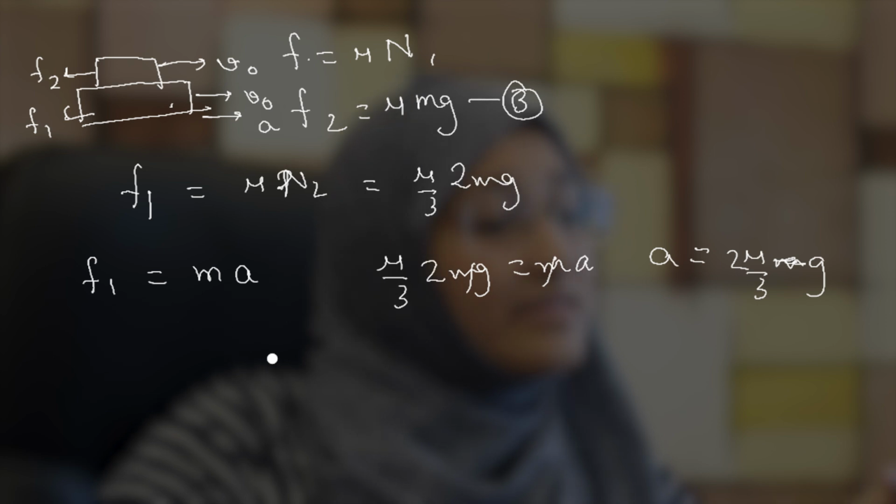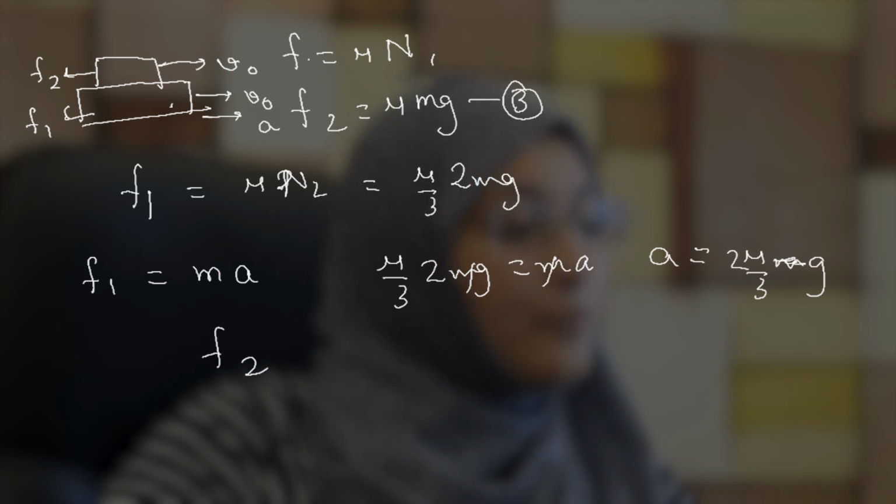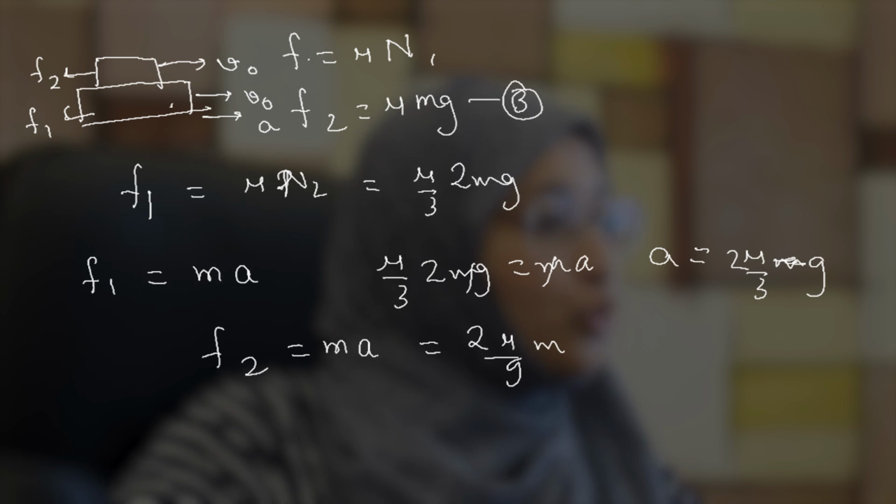Okay. So the same amount of friction should be applied for F2 also. Let's check if it's the same or not. F2 will also be equal to mass into acceleration. Putting the value of acceleration in this, we get 2 mu g by 3.